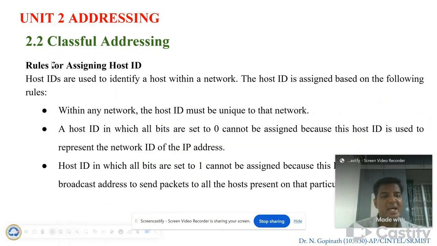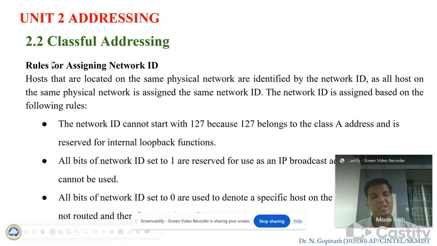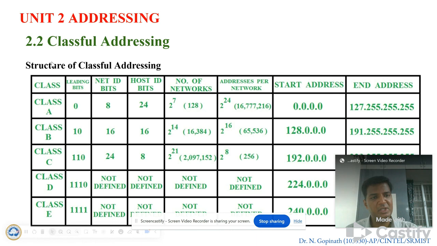So, rules for assigning the host ID. Within any network, the host ID must be unique to the network. A host ID in which all bits are set to 0 cannot be assigned because this host ID is used to represent the network ID of the IP address. The network ID cannot start with 127 because 127 is reserved for loopback. So here is a structure of classful addressing.